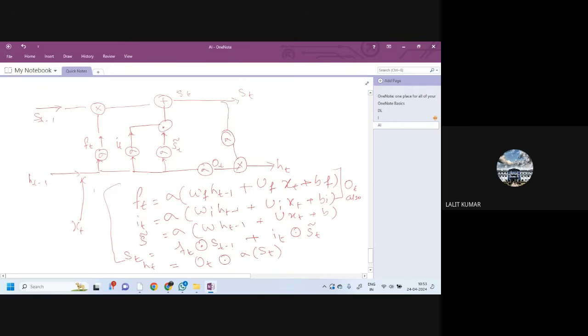Is this clear with everyone now? Ullas, clear? Yes, it is clear, sir. So with this diagram, the things become slightly easier to understand. Sir, you have not written the formula for OT. OT is the same again, like I have mentioned here, same formula. This HT minus 1 and UO XT plus BO will remain. So it will come for OT, S tilde, everywhere.